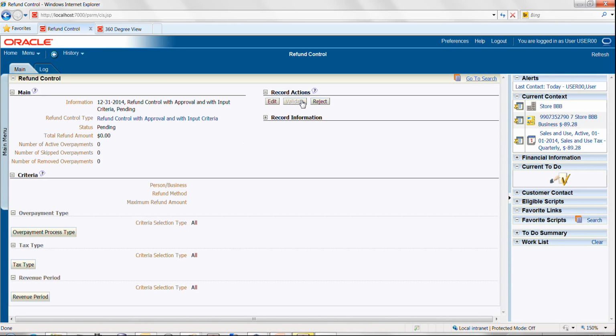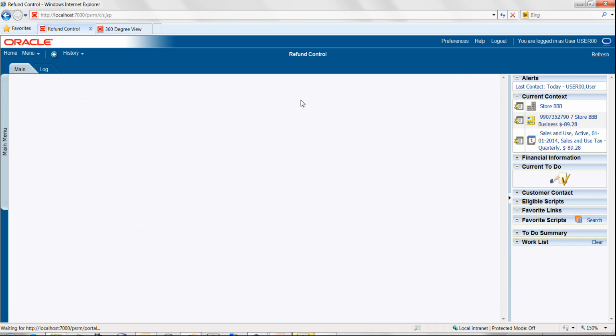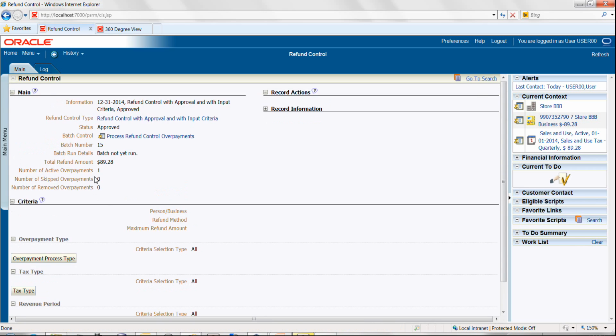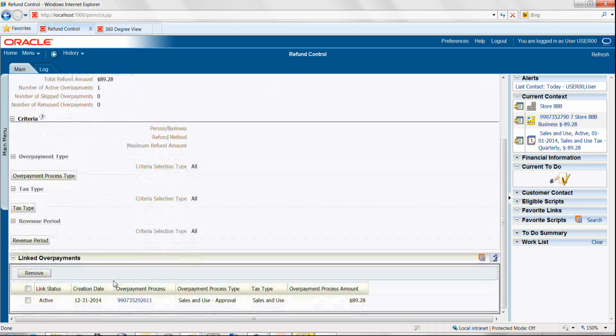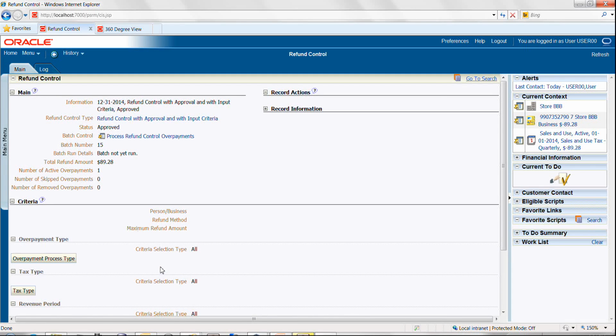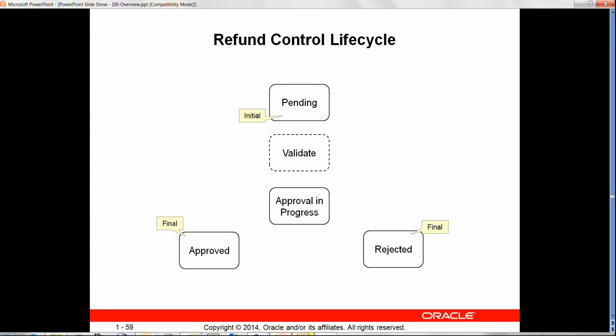I need to validate it before it picks up any of the overpayments. And now I have linked overpayments, 8928. It shows the linked overpayment. It's the overpayment that I just created that is waiting. That overpayment is waiting to have this refund control processed. And we can make a decision about whether we want to approve it, and it's automatically approved because it's below a certain amount. There's no need to actually approve it. Generally, the refund control has its own approval, but since it's below a certain threshold, in this case as well, it's been automatically approved.